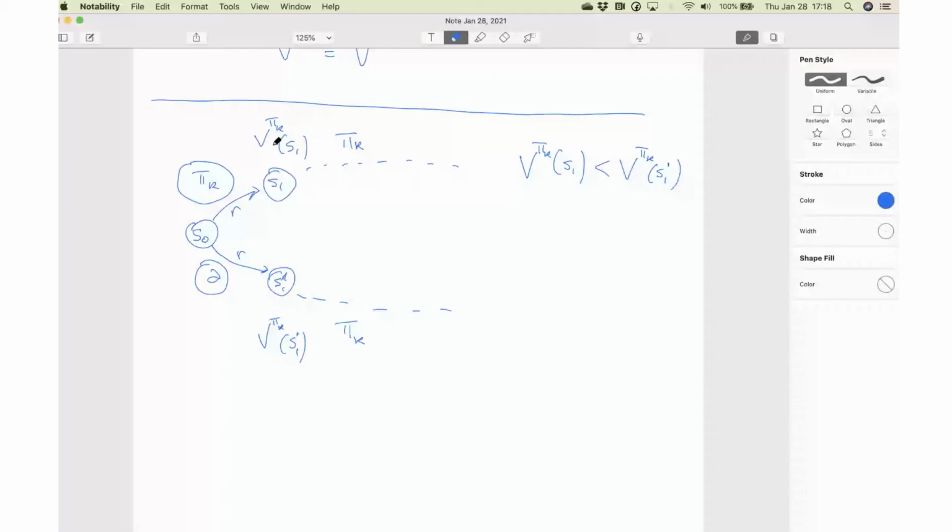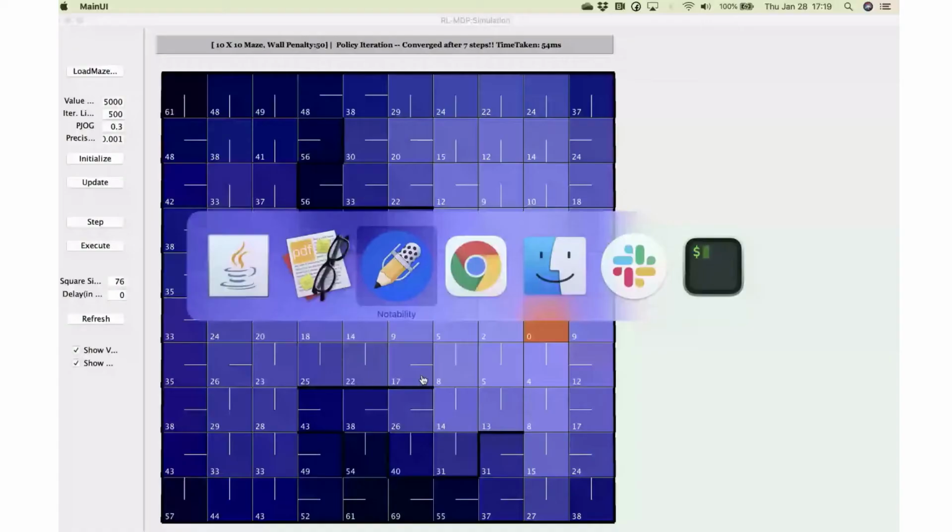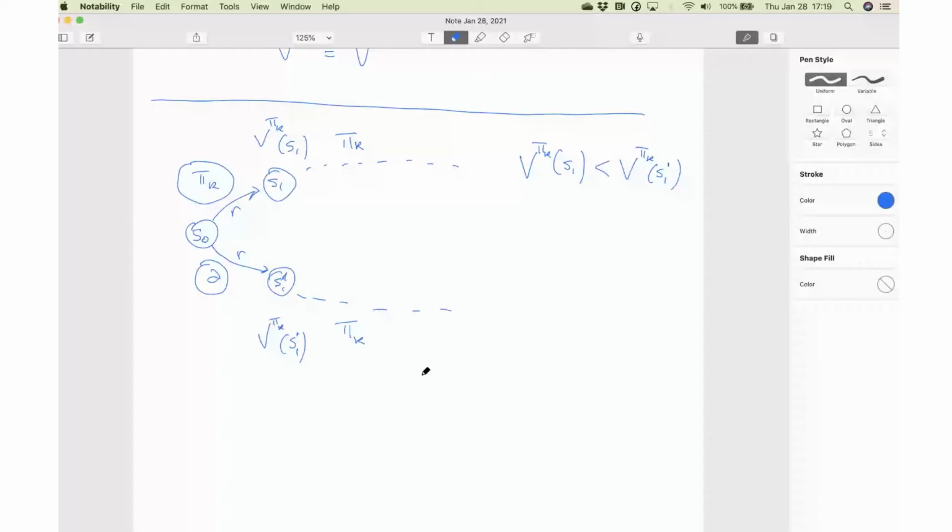Now, what you do through this equation here is to ask the question: in that S0, is there anything different that I could do? And is there anything better that I could do? Imagine that all you can do is change the action that you take in this state. And imagine that there exists only one alternative action, which has exactly the same reward as the other one, but it ends up in a different state. So the only difference between executing pi k or action A is not in terms of rewards, but in terms of achieving a different state.